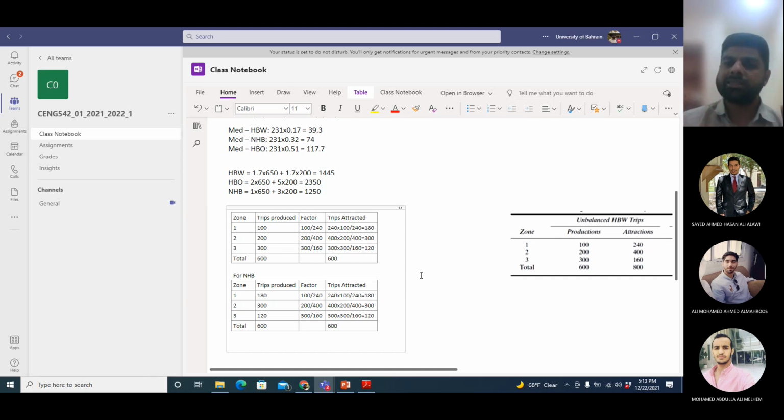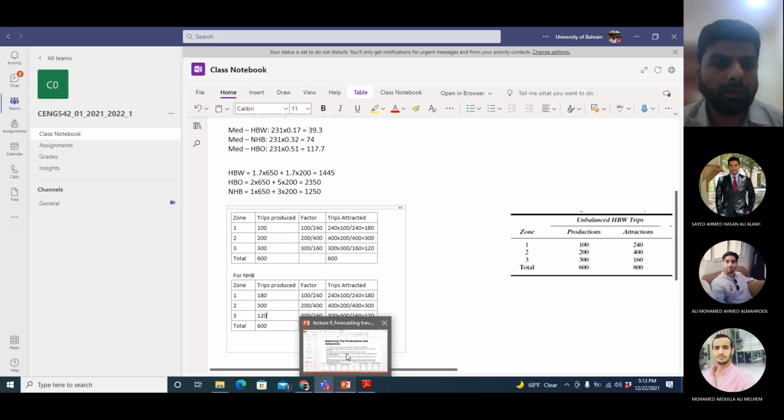But for non-home based, you have to play with the trips produced as well. The reason, I will rephrase it, is that for non-home based trips, attractions are more accurate because non-home based trips do not depend upon the household characteristics. Trips produced were calculated using household characteristics, so they are less accurate for non-home based trips. So this is why we have done it.